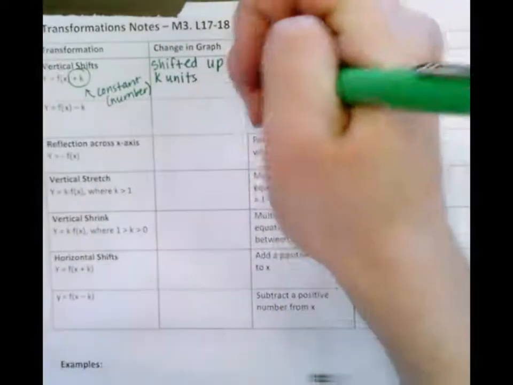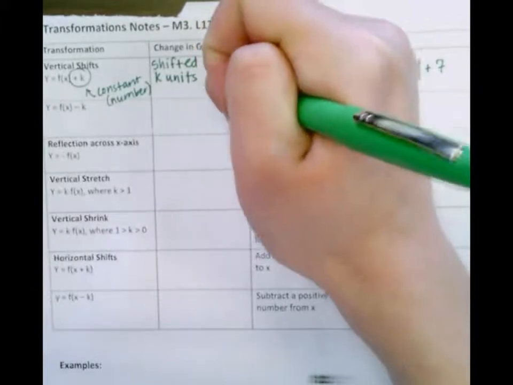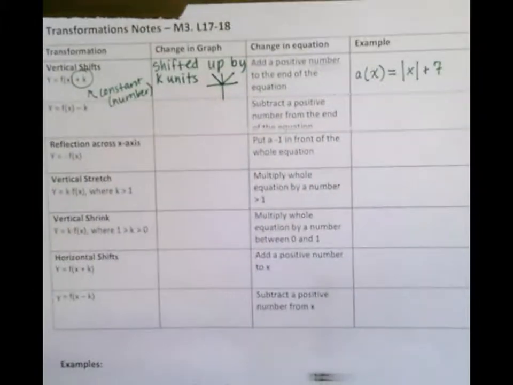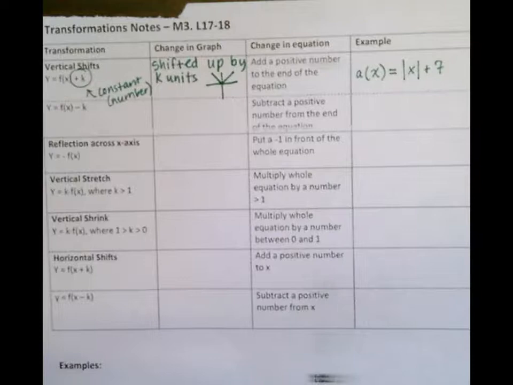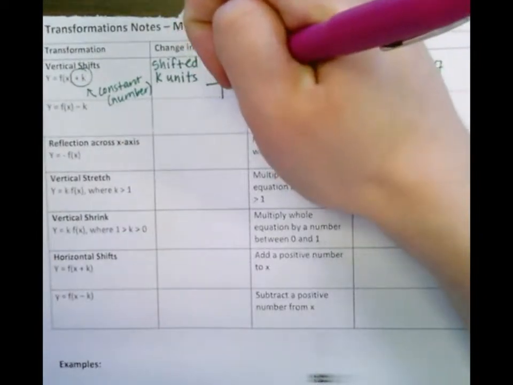And we can draw a little graph to represent this. So if this is my original absolute value graph, then if I added some number to it, it would just shift that whole graph up. So the pink one is the new one.